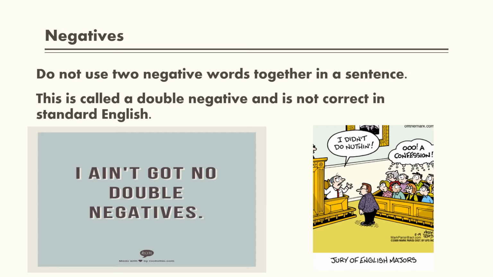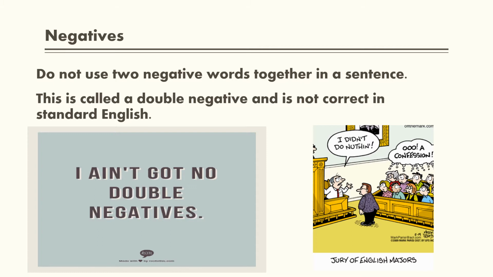So remember, in English, we do not use two negatives in a sentence together. So we don't use two negative words together in a sentence. This is called a double negative. Now, we've seen this a couple of times in morning work, where we've said, oh, you can't use those two words in the sentence together.